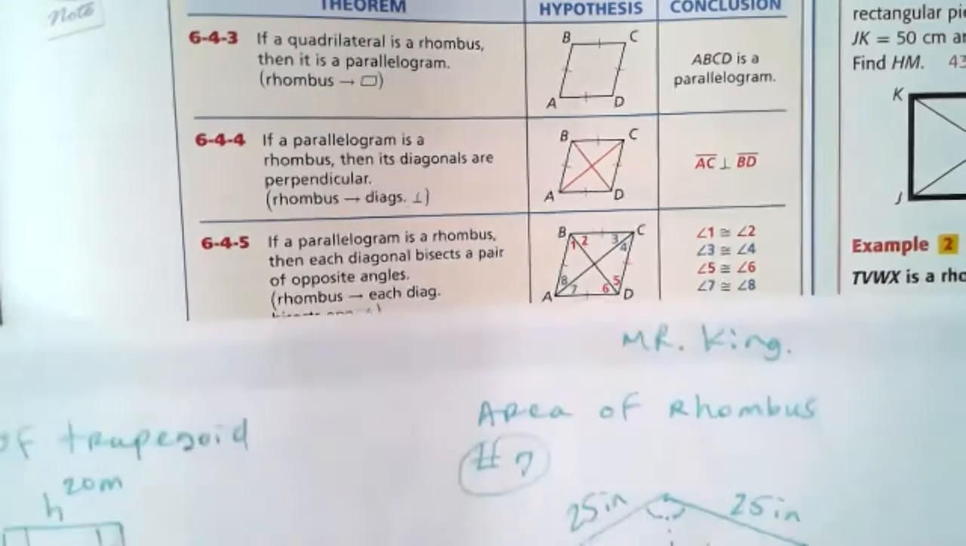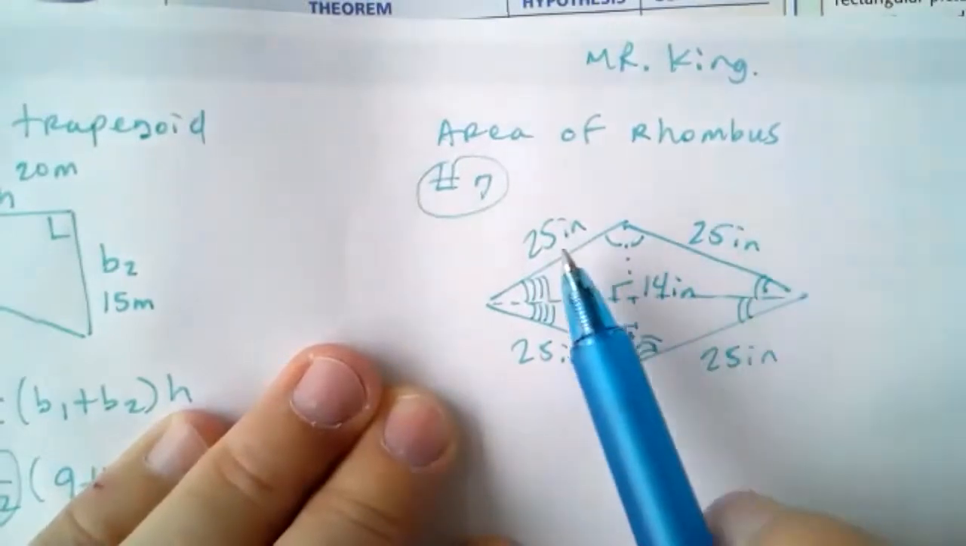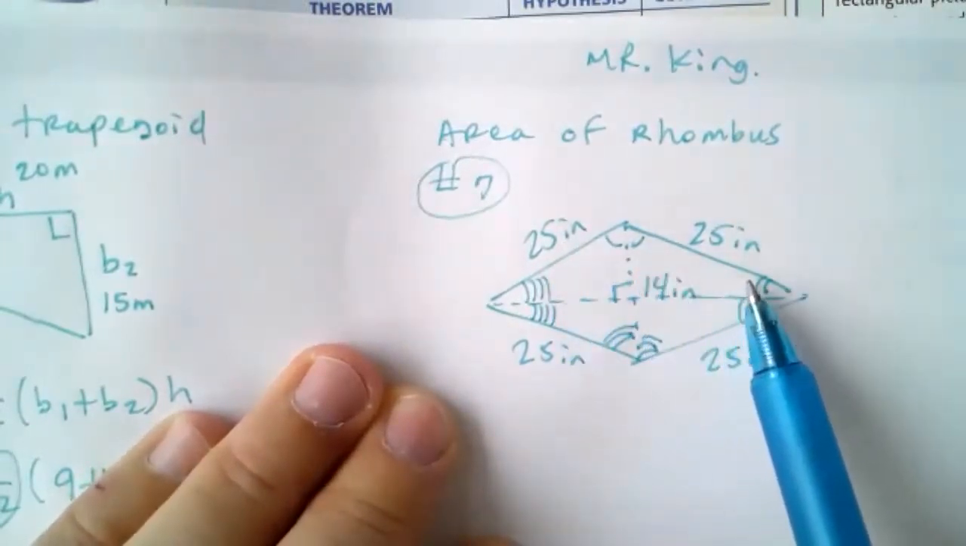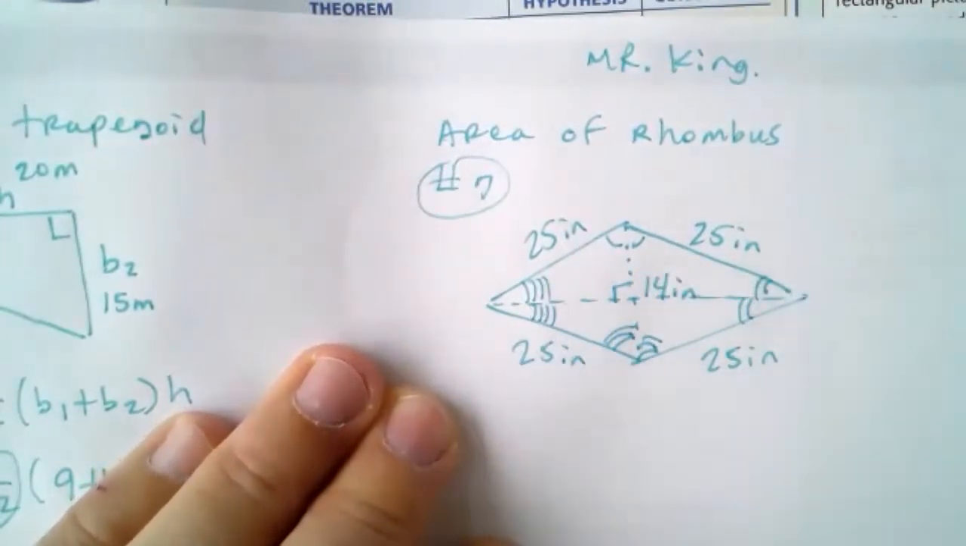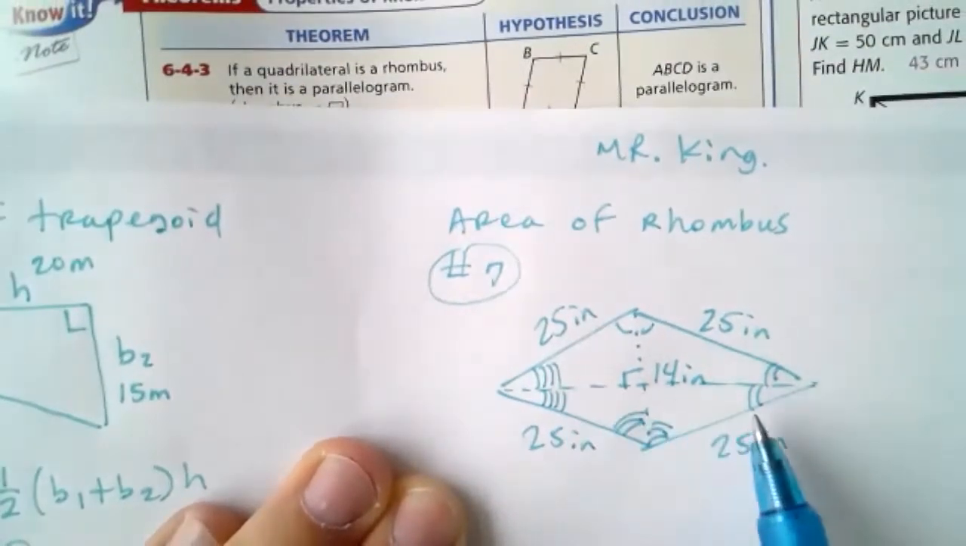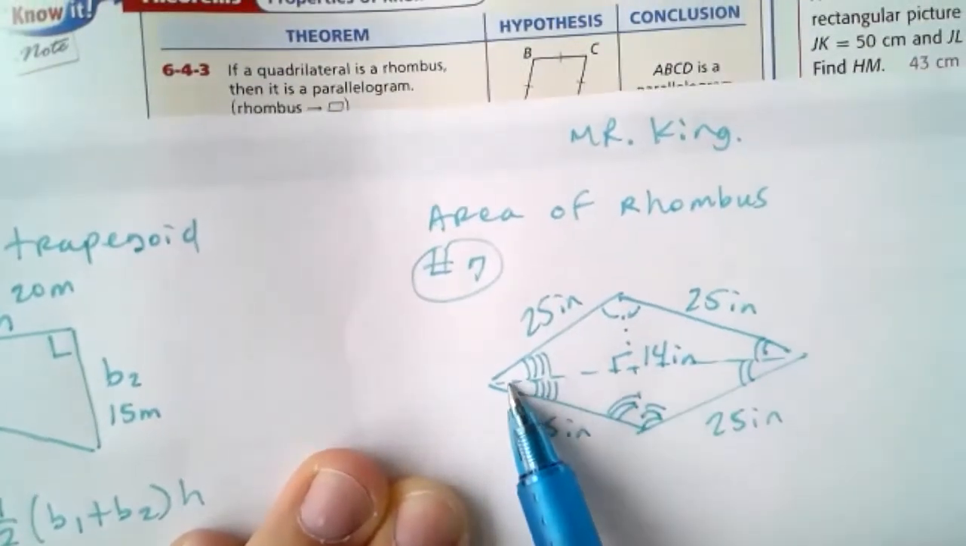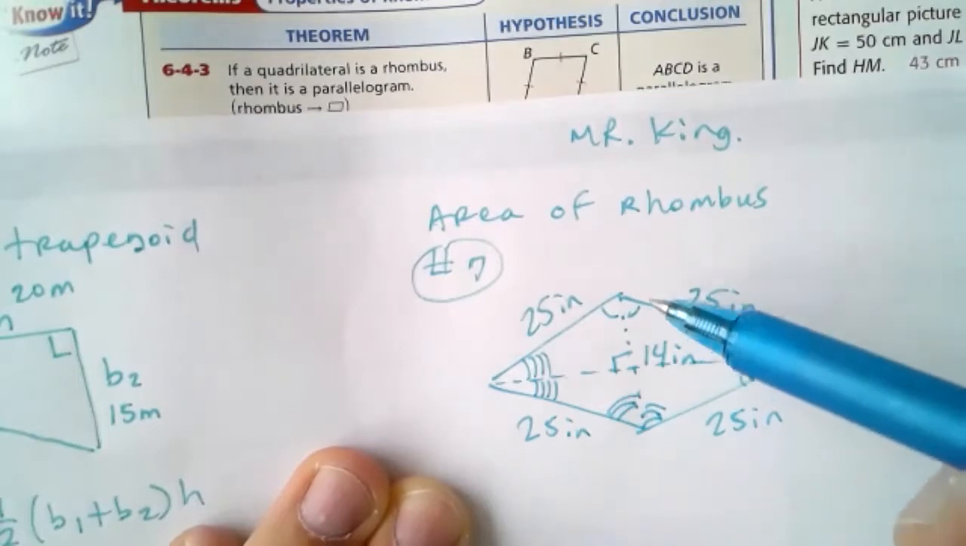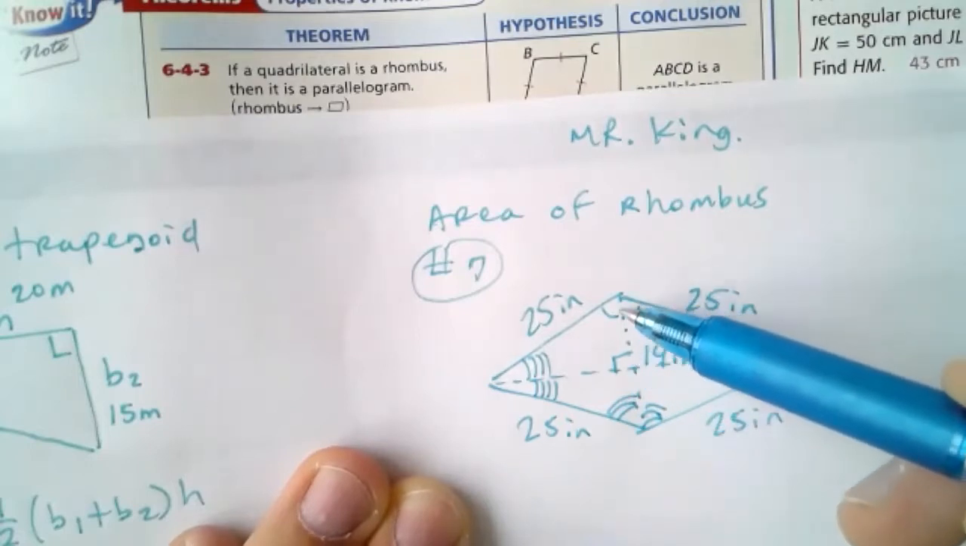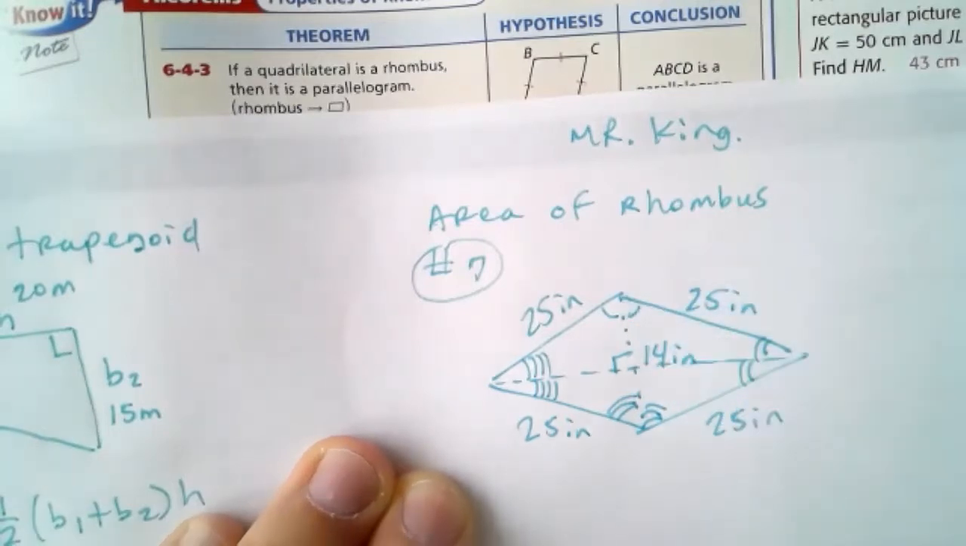okay? And so, I'm sorry, let me rewrite that. So these two angles are equal, equal, equal, equal, just like that. So we have perpendiculars here. So we've got a base, but we don't have a height here, okay? How are we gonna find that height?